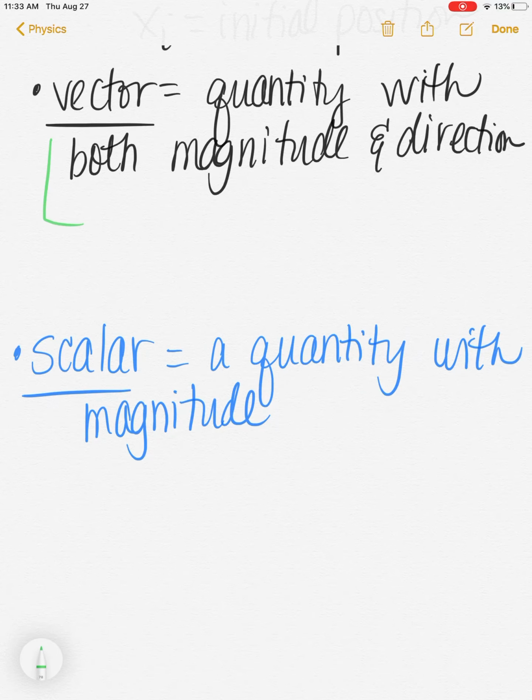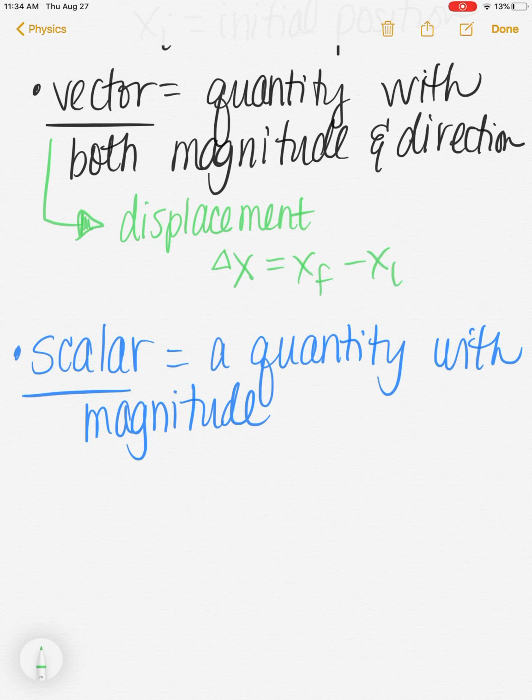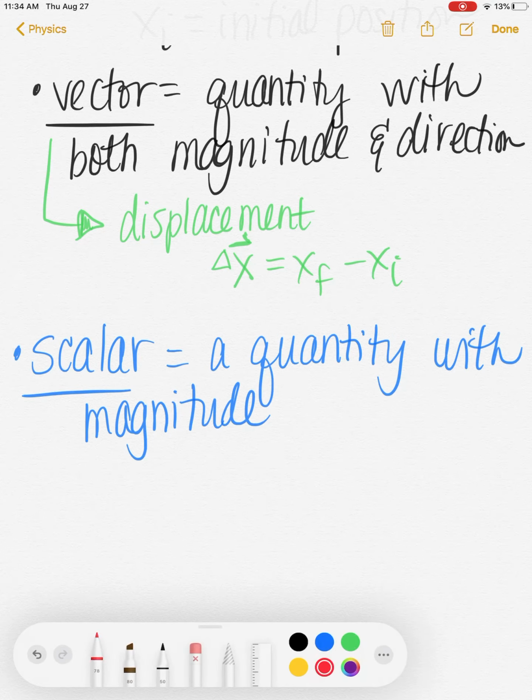So for a vector, the first common example of a quantity that is a vector is displacement, because the displacement needs to know not only the magnitude of the change, but the difference in direction. So I actually should have written the equation for displacement as having a little line or a half arrow over the x to signify that it is a vector.